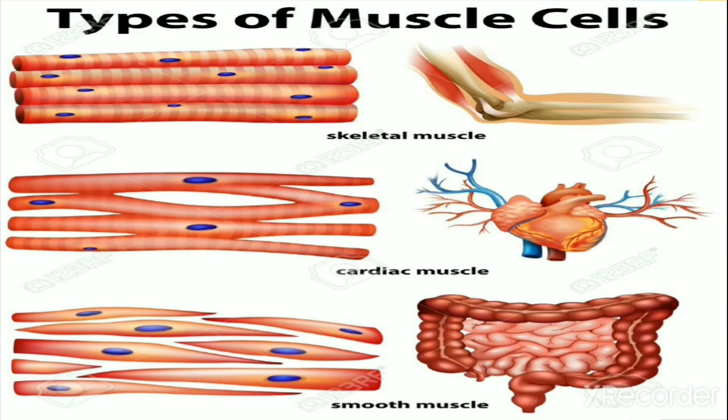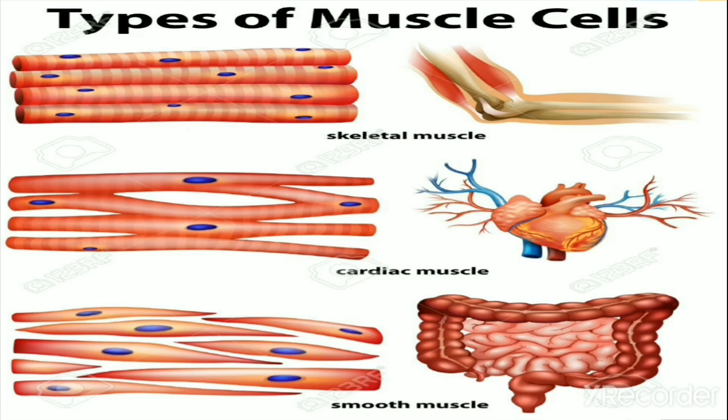muscles and involuntary muscles. Okay, which muscles are voluntary muscles? Muscles which are in our control are called voluntary muscles, and the muscular tissues which are not in our control are called involuntary muscles. Okay, so we will discuss that muscular tissues are present in every part of our body.